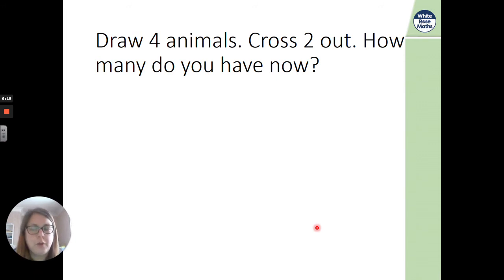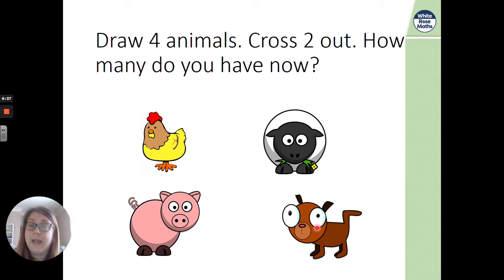A little bit of drawing and a little bit of crossing out and a little bit of number writing today. So don't worry too much about the drawing because it's maths, and I know some of you will say, well, I can't draw that. Just have a go. It's been easier for me because I've just put in pictures from the internet. So the first part says draw 4 animals. They aren't my animals. I've just put them in from the internet, okay? So you have your best shot at just drawing any 4 animals.